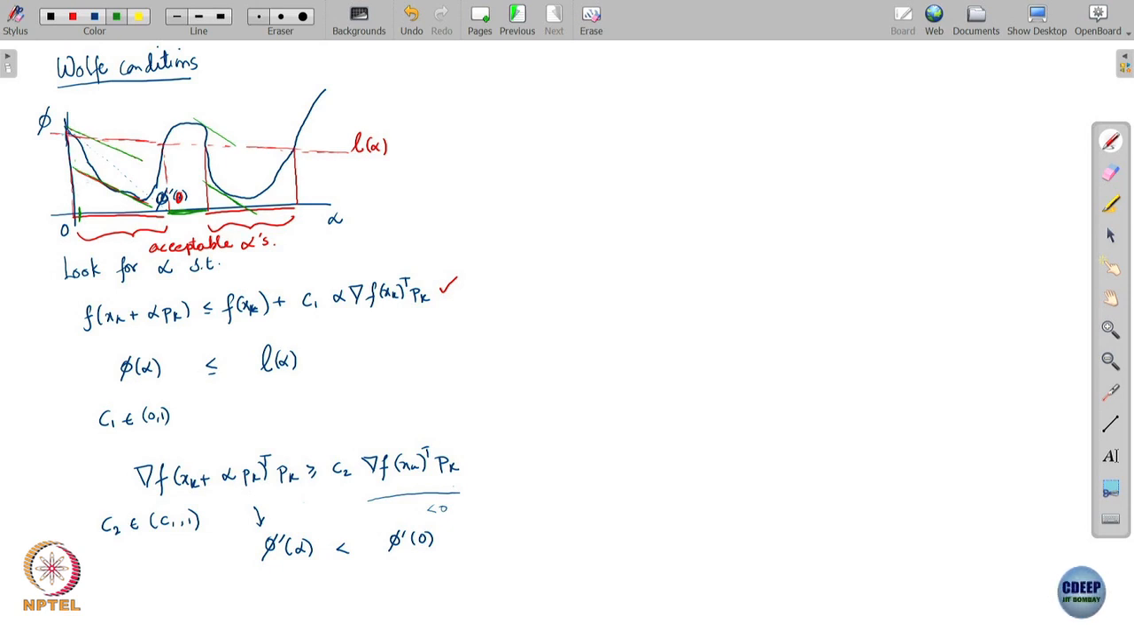So as a result, the acceptable alpha range has now become all the way from here till this point. But then if you also impose the first condition, if you impose both of these together, the acceptable range then becomes something like this, this intermediate range, from here till here. So the green range that I have drawn here becomes then the acceptable range of alpha.